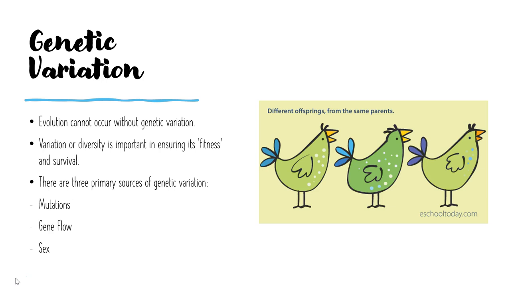So of course the first thing before we can have any kind of evolution is we have to have genetic variation. If we were all genetic clones of each other, there would be no mechanism by which new differences would appear in a population. So evolution can't occur without genetic variation. Okay, variation meaning differences in the genotype, differences in the genetic makeup of the organisms and the individuals. So variation or diversity is important in ensuring fitness and survival. These variations occur naturally in a population.